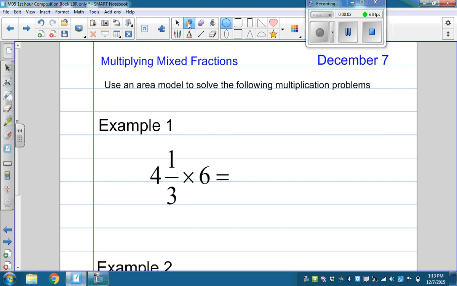All right, we're going to take notes today, and we're going to focus on multiplying mixed fractions. So mixed fractions, that's a mixed fraction right there. And we're going to use an area model. And an area model is basically using rectangles.